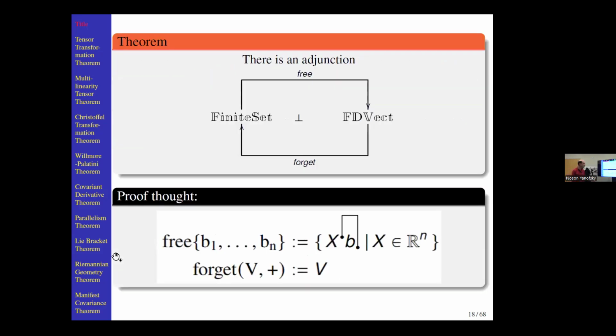You're familiar with this basic adjunction? Here's a little kind of a proof. The idea is that given any finite set, you can take all the linear combinations over some scalar field, complex numbers, real numbers. I'm doing real numbers exclusively. The forgetful functor is not really there, because take a finite dimensional vector space, it's not a finite set. It's an infinite set. Oh, look at that. Mistake. What should it be?